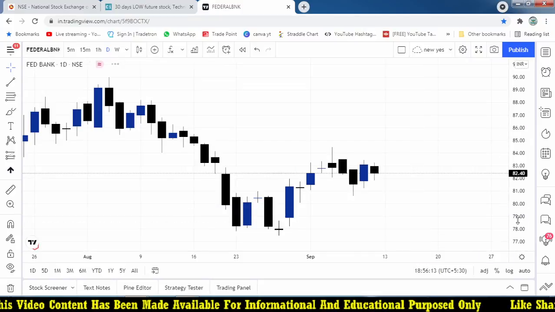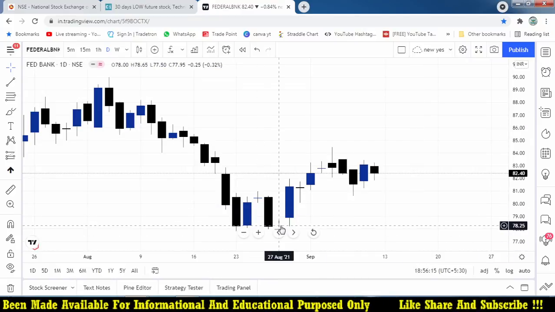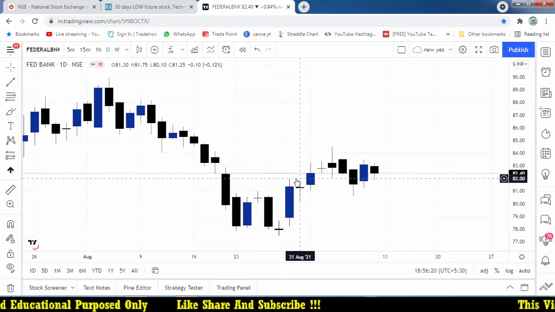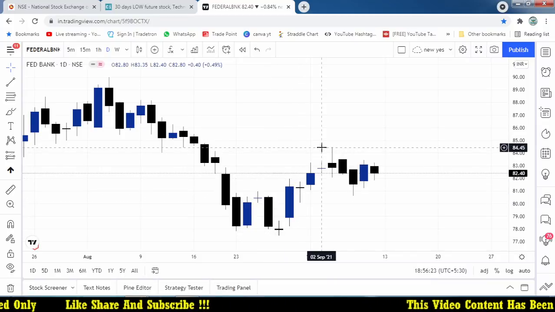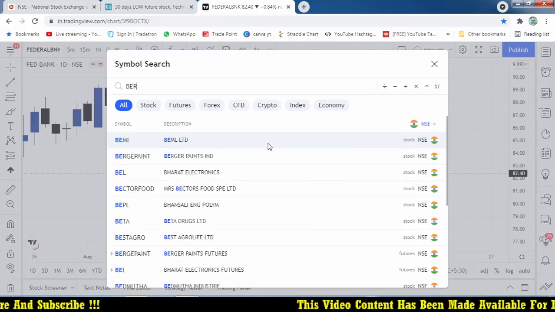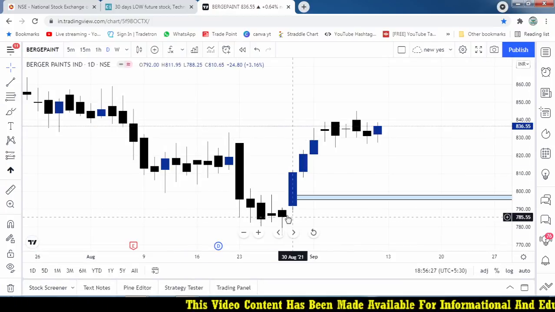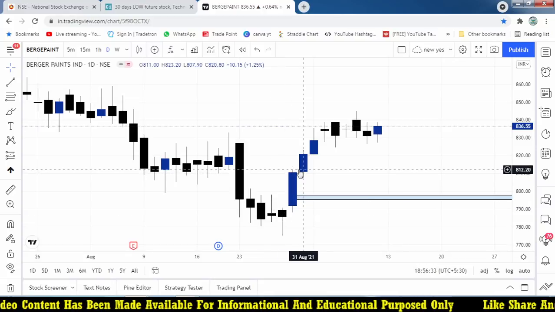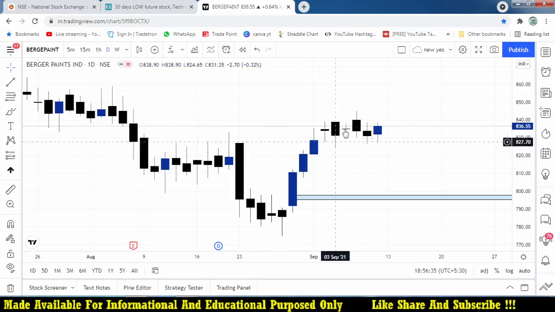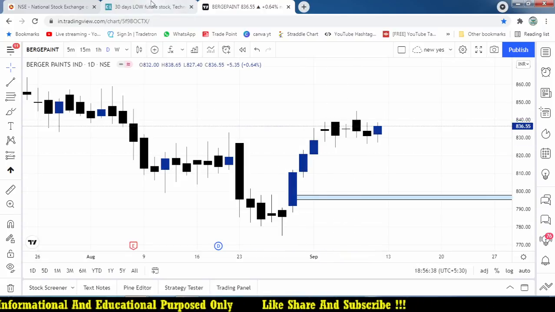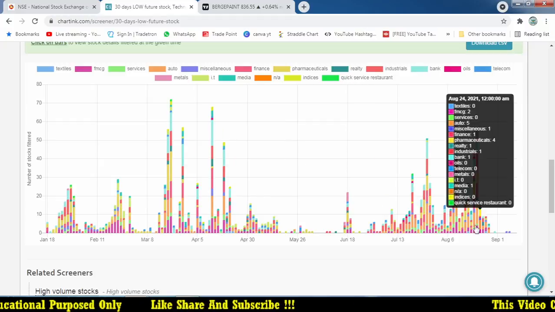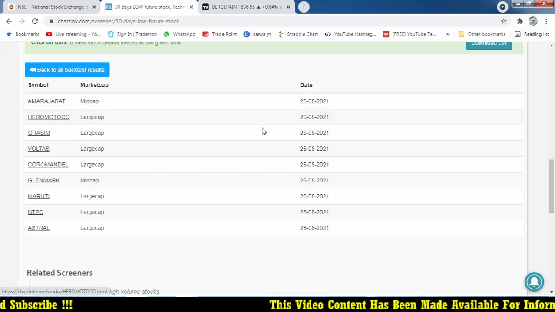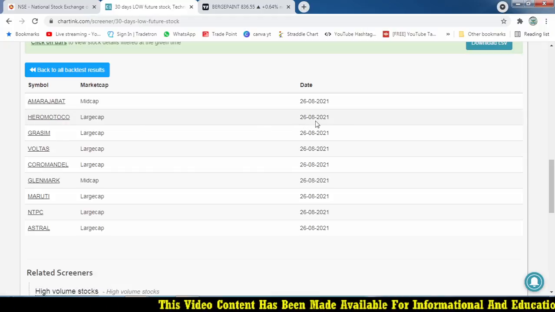Federal Bank formed a low here, and on 28th August it closed above the previous day high, and once 82 was broken, it moved towards 84.45. And Berger Paints, again this is the low on 27th August, and the next day it closed higher, and the buy opportunity is 812. Now it moves towards 844. This is happening, and previously a lot of stocks, even Hero Motorcorp, which formed lows on 26th as well as 27th, two days.